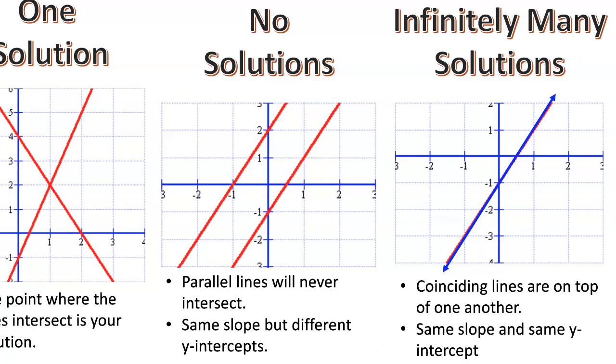The last type is infinitely many solutions, which is coinciding lines. If you look close, you can see there's a red line with a blue line directly on top of it. We call that coinciding. Since it is the same line, it's going to have the same slope and the same y-intercept. Therefore, it's intersecting everywhere, so it has infinitely many solutions.